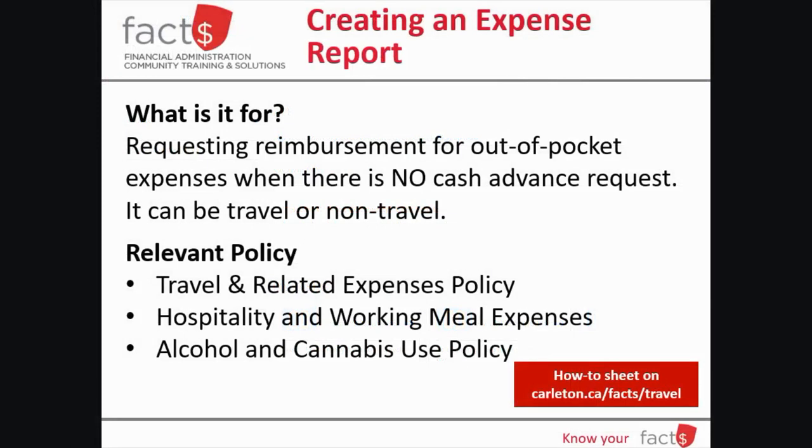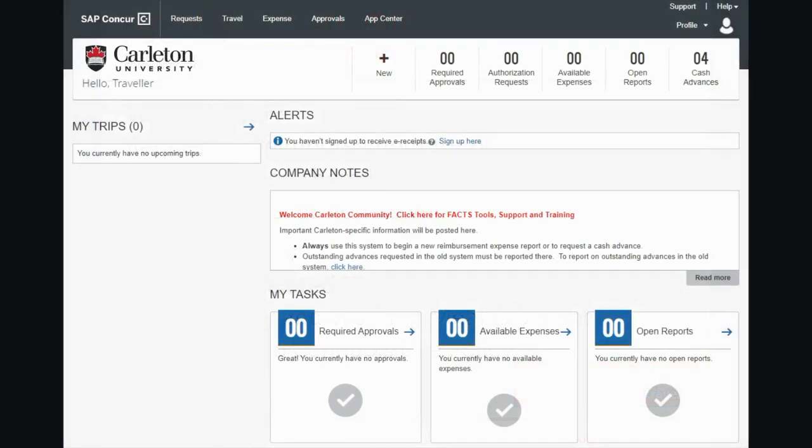Demo 2. I'll create an expense report to request reimbursement for out-of-pocket expenses when there is no cash advance request. So this can be travel or non-travel. So let's take a closer look. In this demonstration, I have received approval to purchase software. I've made the purchase and I would like to be reimbursed.